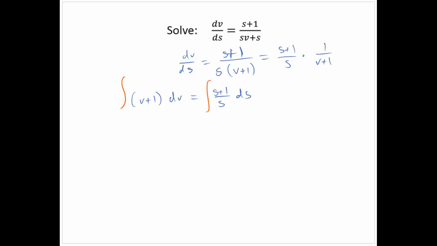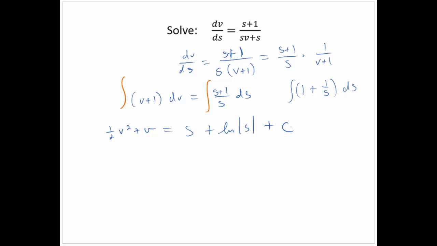Now the left-hand side is relatively easy. The antiderivative of v plus 1 is 1/2 v squared plus v. On the right-hand side, (s plus 1) over s is the same as s over s, which is 1, plus 1 over s, ds, isn't it? And so that would be equal to s plus natural log absolute s plus a constant.